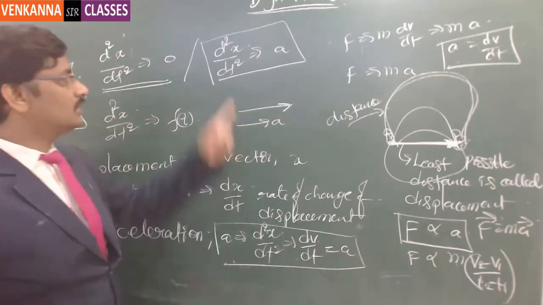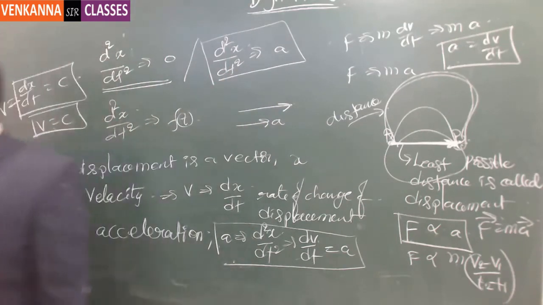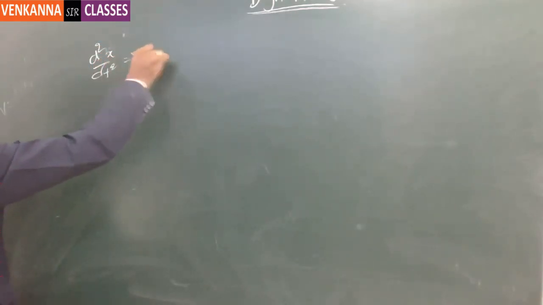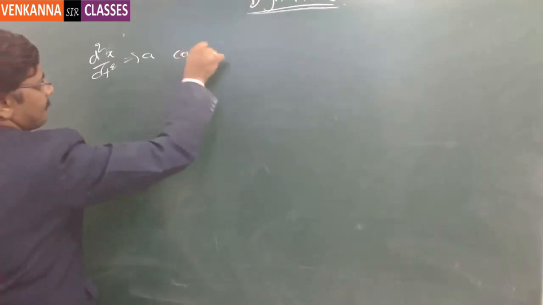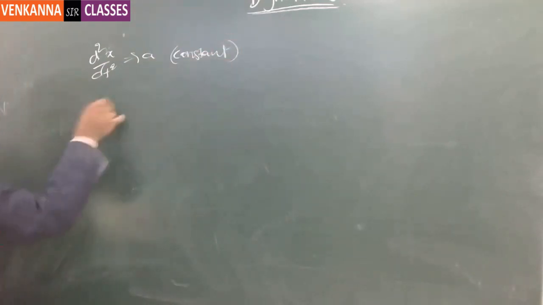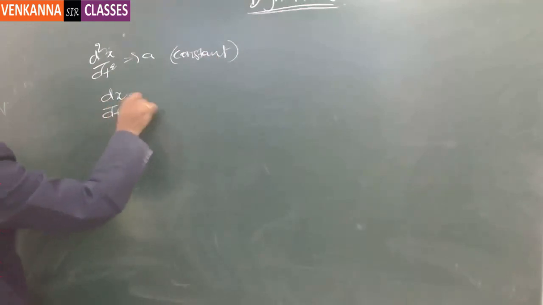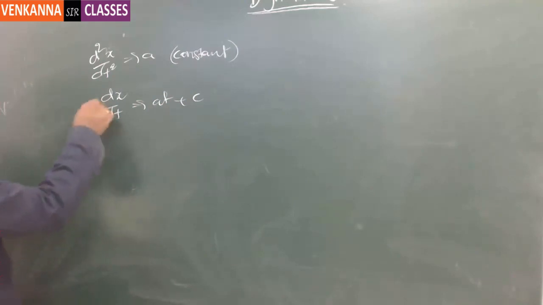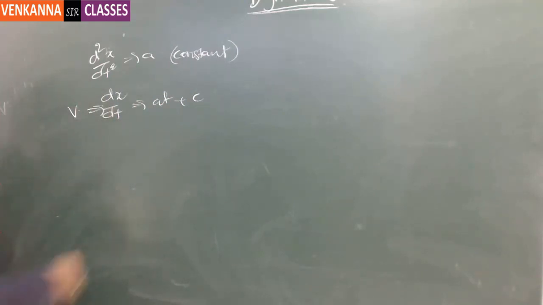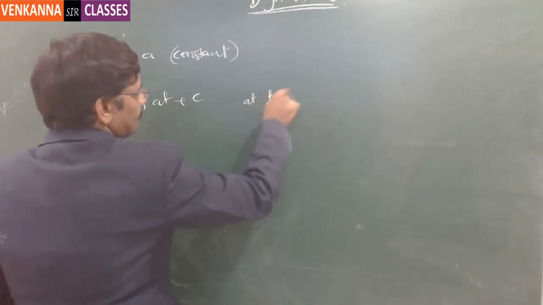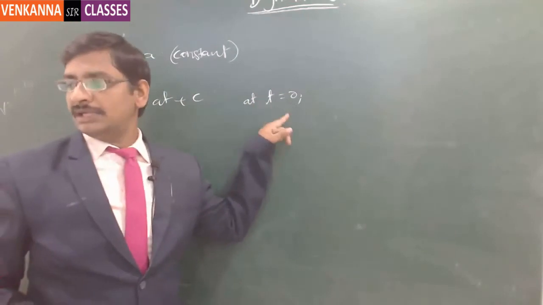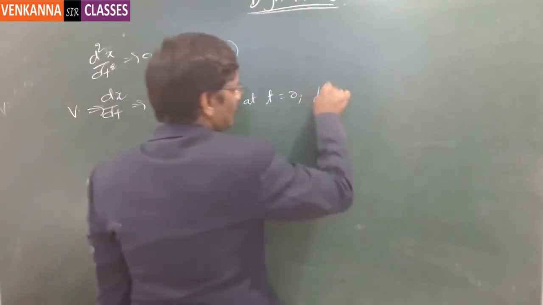So first you note down this, we are going to integrate this. So d square x by dt square equals a, which is a constant. If you integrate it, then dx by dt equals at plus some constant c. And then dx by dt is called the velocity v. So at t equal to 0, that is initially when we start, let the velocity be u.